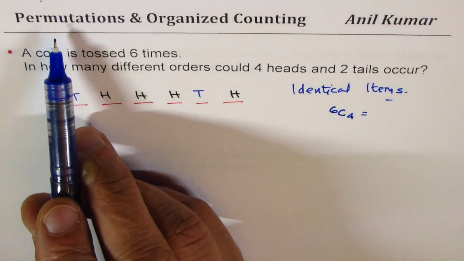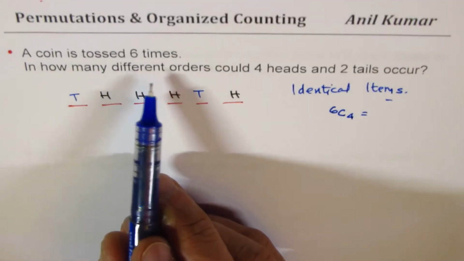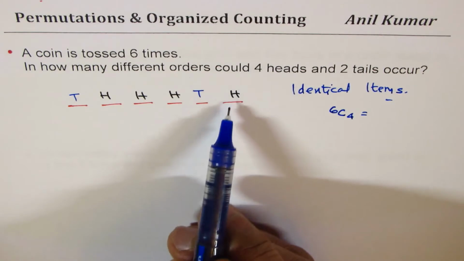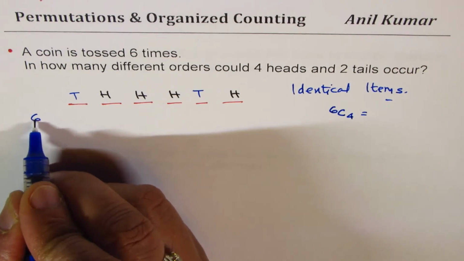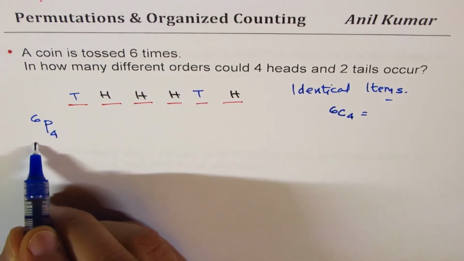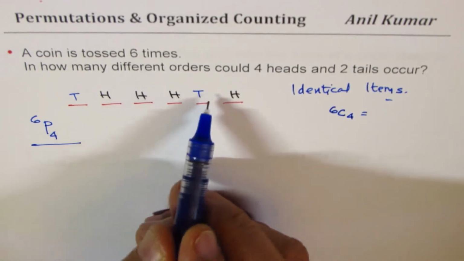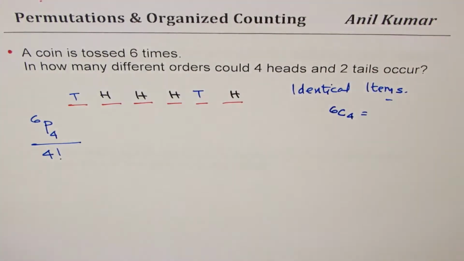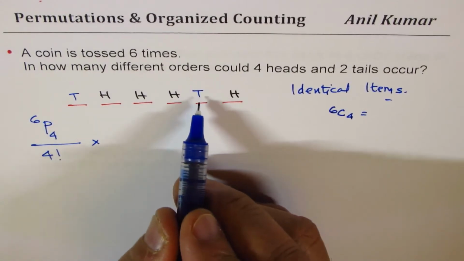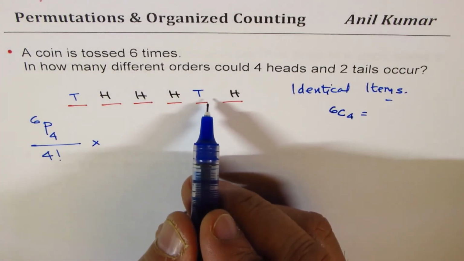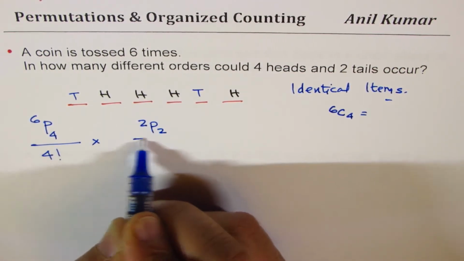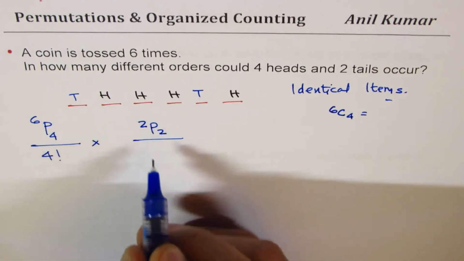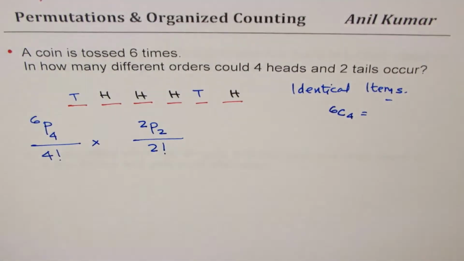Now we are talking about permutations. So in this case, out of 6, we could position these heads in any 4 positions. Do you understand? Any 4 positions. So we get 6P4. Now since heads are identical items, we'll divide this by 4 factorial. Now times, there are 2 tails. Only 2 positions are left once you fix the heads. Therefore, we have 2P2, and since the 2 tails are identical items, we'll divide this by 2 factorial. And that is how we are going to get this solution.